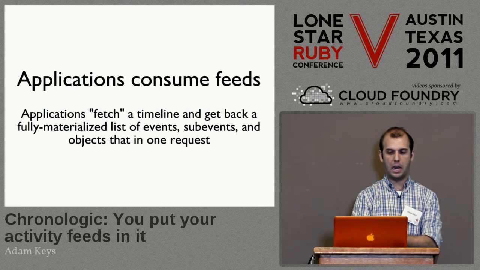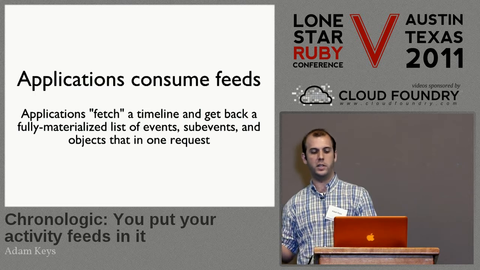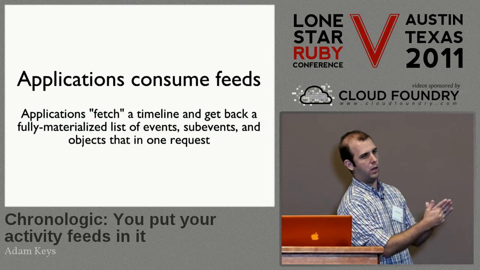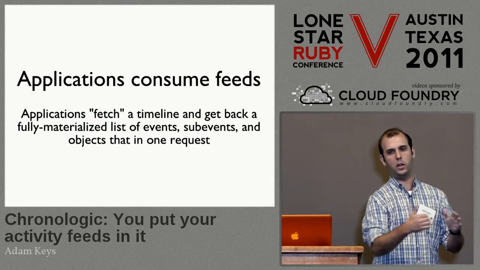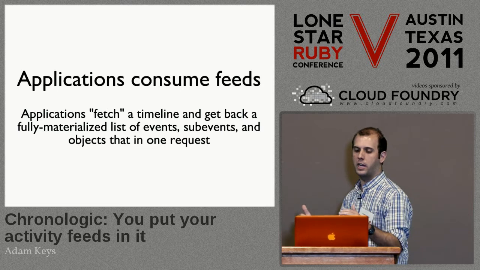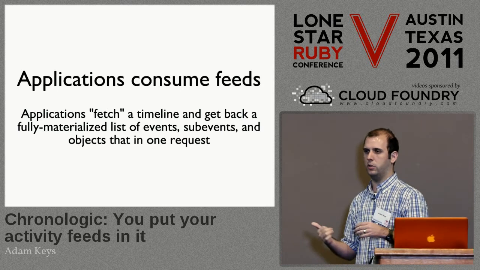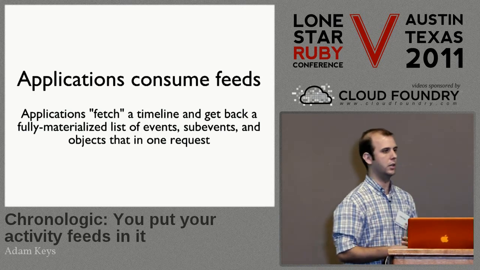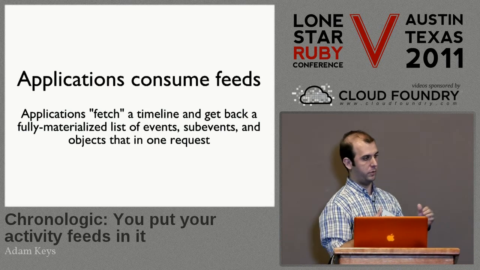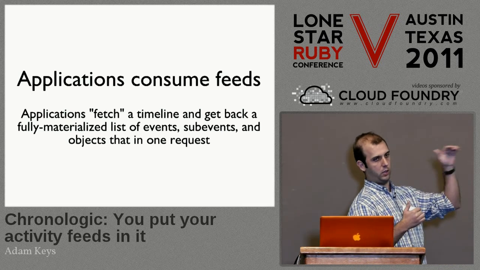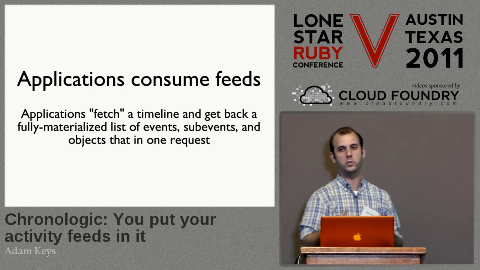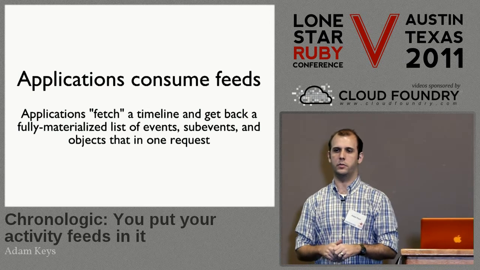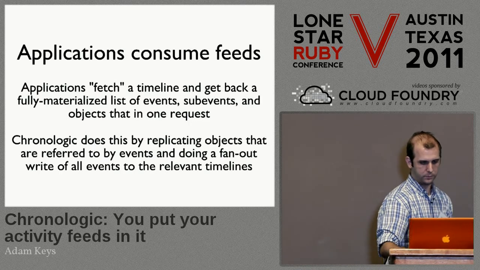So applications fetch a timeline and get back a fully materialized list of events, sub-events, and objects in one HTTP request. So you get back all of the check-ins or all of the pushes or all of the TPS reports for that one timeline, any objects they might refer to, like the user, to include their avatar and a URL to their profile or whatever, and sub-events. Like in Gowalla, we have check-ins, and then you can post a photo or comment on a check-in, and so that appears as a sub-event on the check-in event.